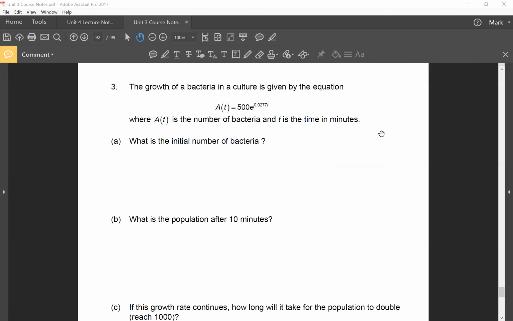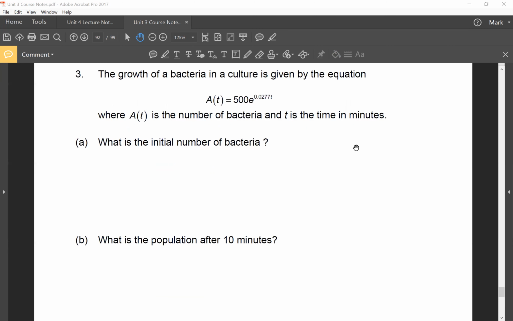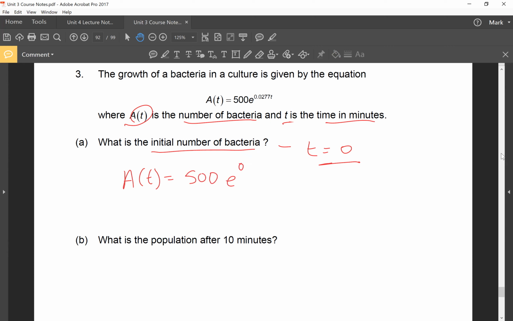So the growth of a bacteria in a culture is given by the equation A of T, so like amount, is equal to 500 times e to the power, you can see the equation there. A of T is the number of bacteria and T is the time in minutes. So what is the initial number of bacteria? Okay, well, the initial number of bacteria is when time equals 0. The initial time is basically, unless somebody says differently, 0. So I'm going to solve this equation by putting 0 up here.